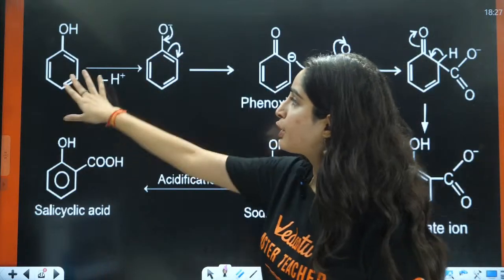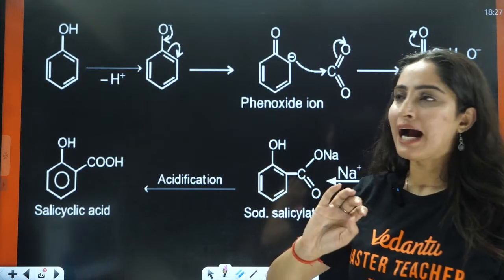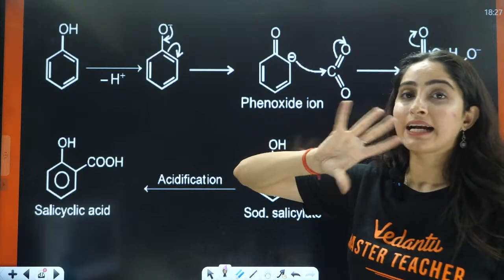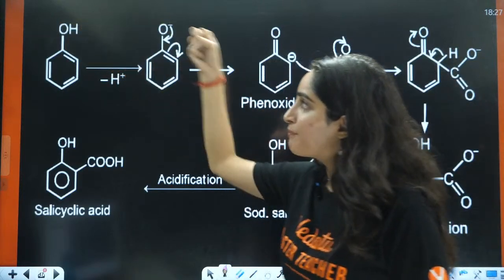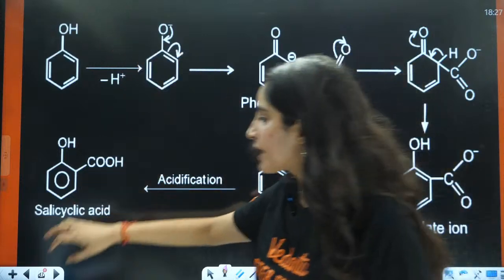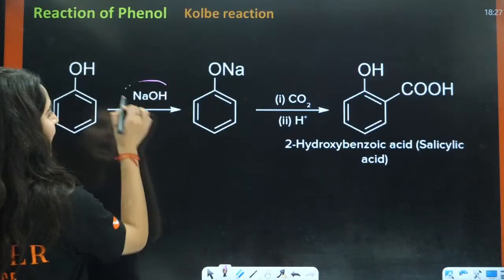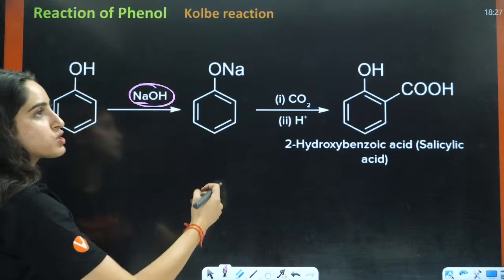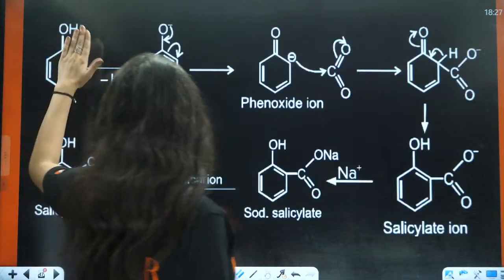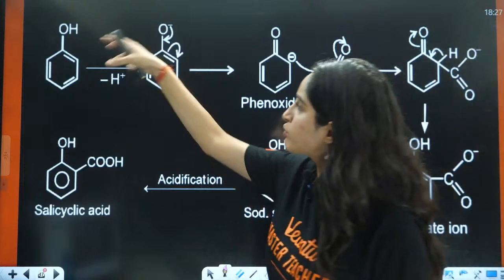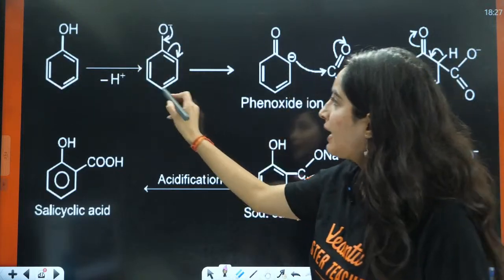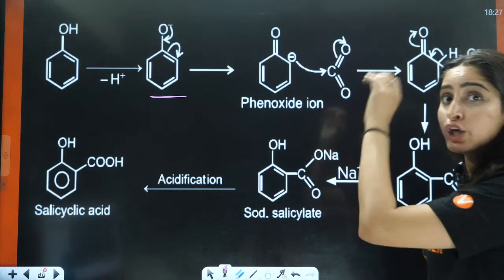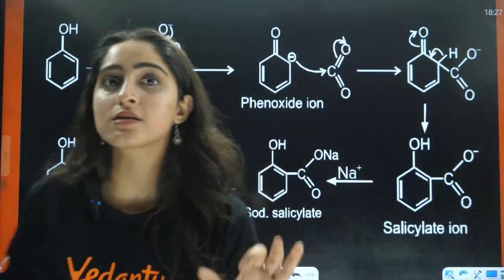Now see this. You have phenol, right? We know that it gives H positive because in the presence of a base, that is NaOH, the base will take out this H positive. You will firstly add NaOH here. Because it is acidic in nature, it will give out this H positive, and the NaOH will take out the H positive, and hence you will have the formation of phenoxide ion here. Now, this phenoxide ion you will react with CO2, that is carbon dioxide.